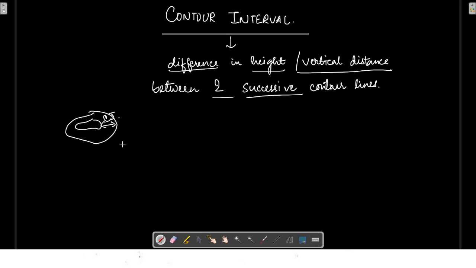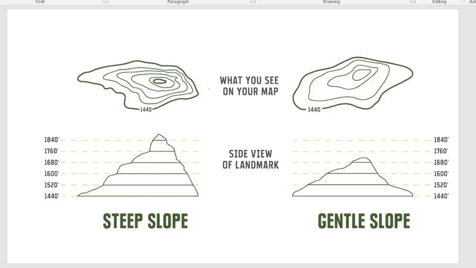Contour interval. And in your given topo sheet, the one which you are going to solve for your ICSE, the contour interval is fixed, that is 20 meters. So just keep this in mind that your contour interval value is 20 meters. So I hope students, the contour interval is clear to you. Now we shall cover our next topic, that is the slopes.